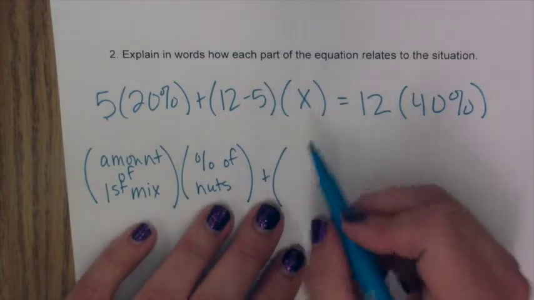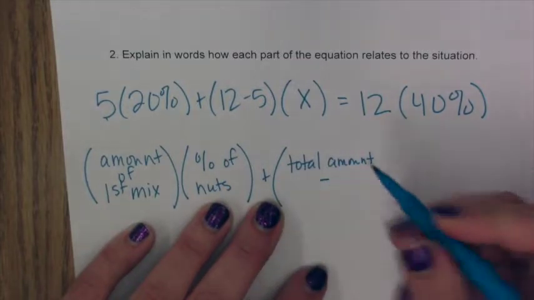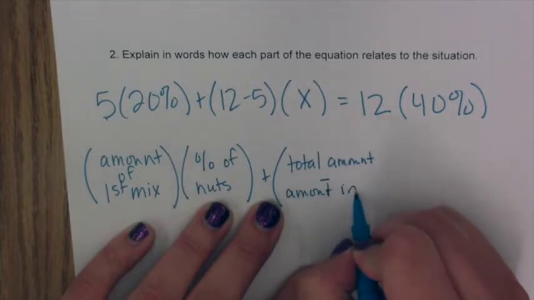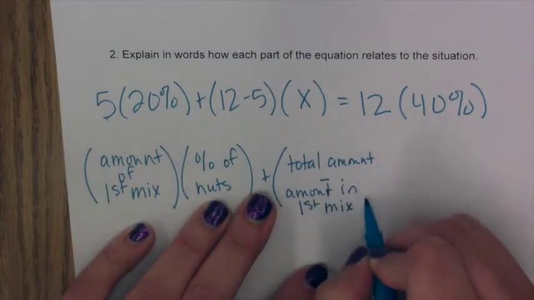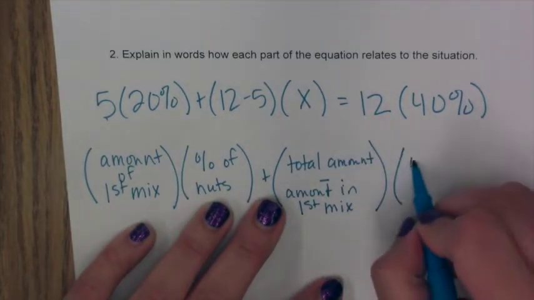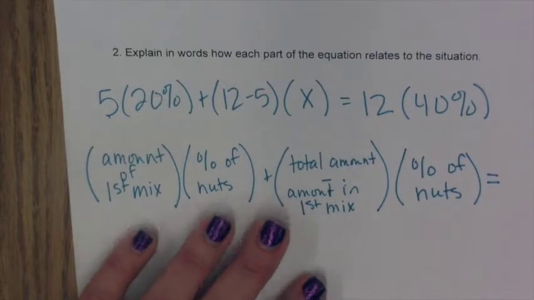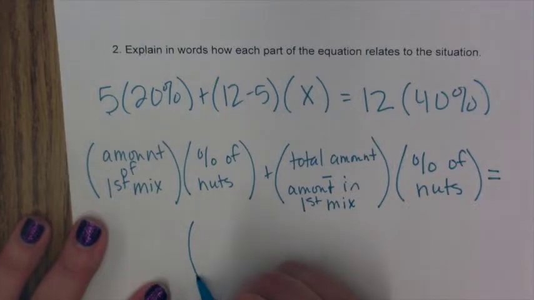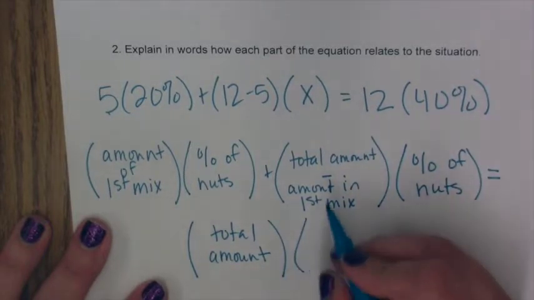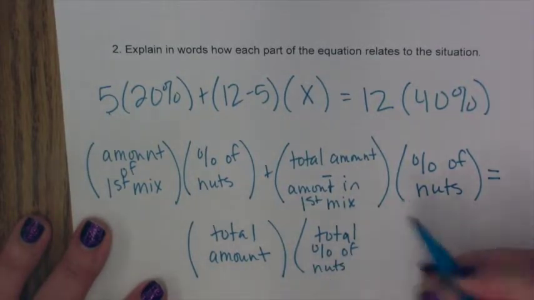This 12 minus 5 was the total amount minus the amount in first mix. So it was that 12 minus the 5. And then my x is going to represent the percent of the nuts that are in that mix. So that's going to equal this 12, I'm going to have to write down here, is the total amount. And this 40% represents the total percentage of nuts when we add them together.